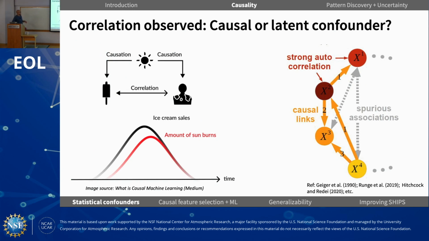Presumably because there can be a latent confounder. To explain this concept, like today, outside we have a lot of sun. And in a situation like this, you might want to get some ice cream or get some soda, for example.